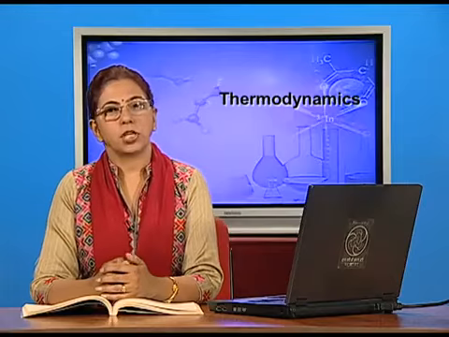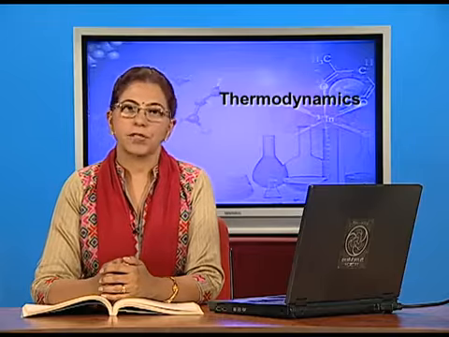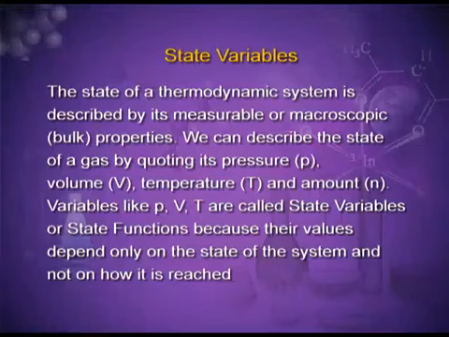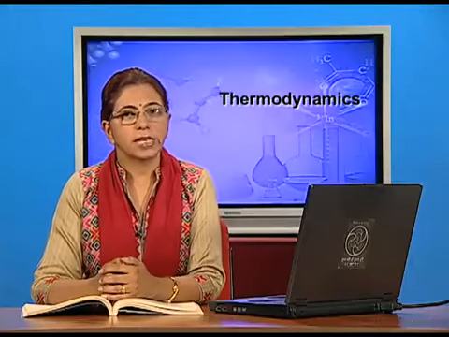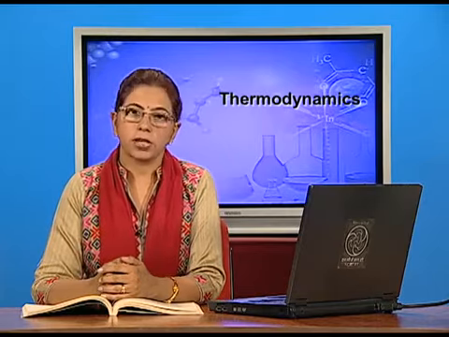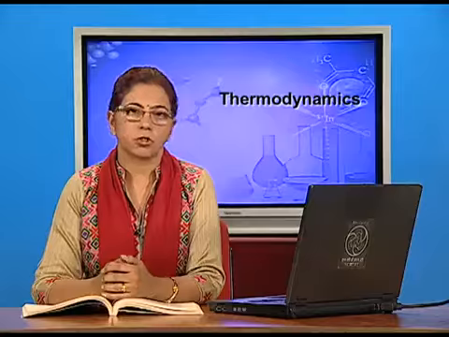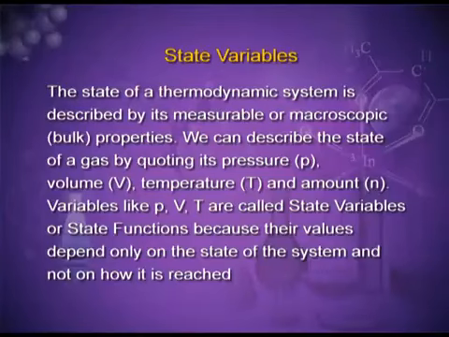To describe the state of a system, we have to specify some macroscopic properties like pressure, volume, temperature, number of moles of the substance, that is the amount of the substance, and the composition. These are known as the state variables. If there is any change in any one of the macroscopic property, then there is a change in the state of the system.